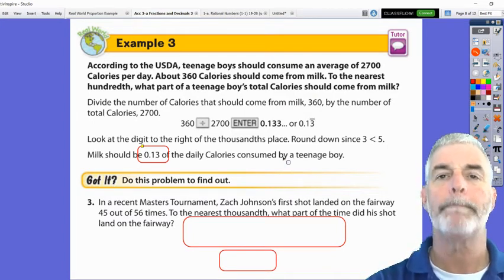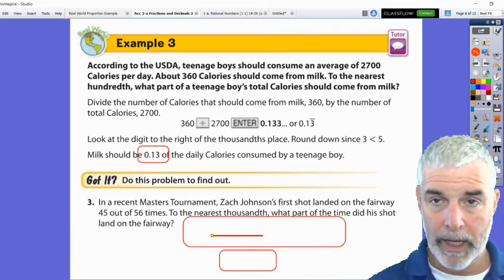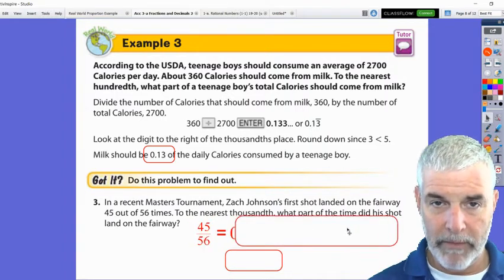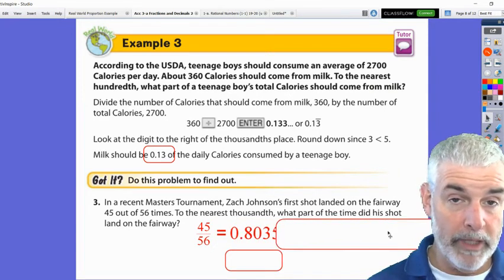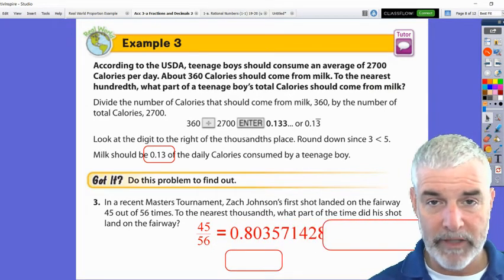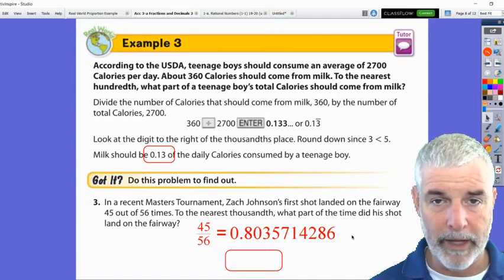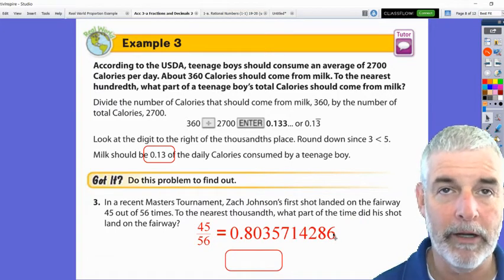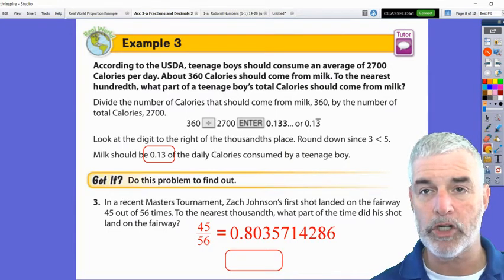The answer is, well, we're going to do 445 divided by 56. Put in your calculator, you get 0.80357142286. It's still going. I don't really know where this stops. This was the end of the calculator. All right. But you have rounding instructions, which you have to pay attention to.